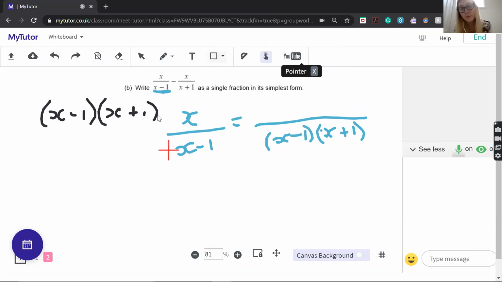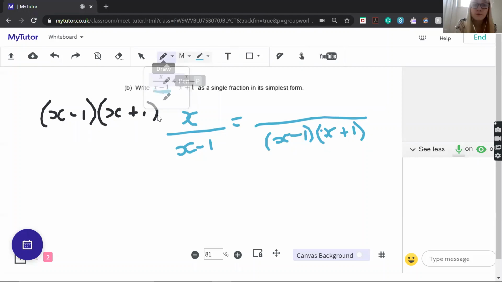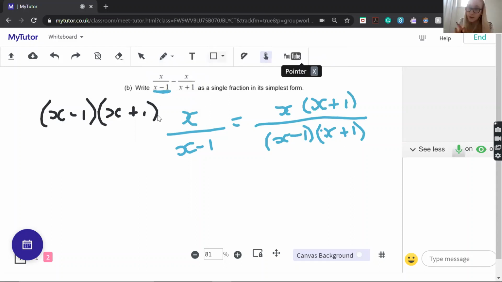So we take a look here and we think, well, what did we multiply this by to get this? We multiplied it by x plus 1. So that means we have to multiply the top by x plus 1 as well. So that's x, lots of (x plus 1). And you see, we haven't changed the fraction at all, because we could cancel these out. It's the same fraction, but we've put it in a form that's going to help us when it comes to subtracting x over (x plus 1). If you ever get confused with this, try to imagine it with numbers. Imagine you're doing 4/5 minus 2/3. And you should start to see the similarities between what we're doing.